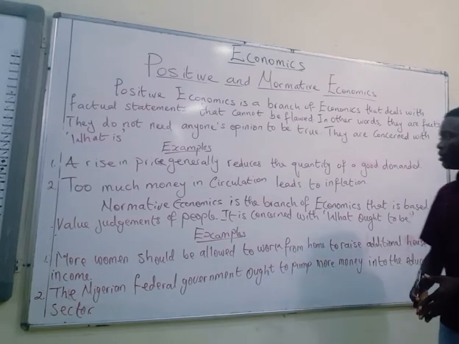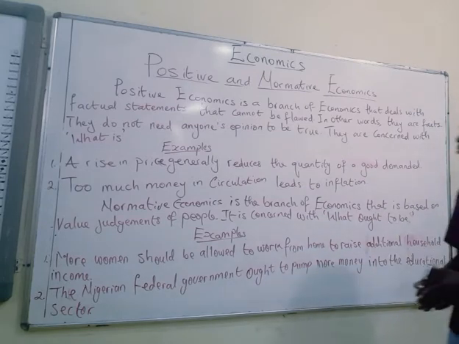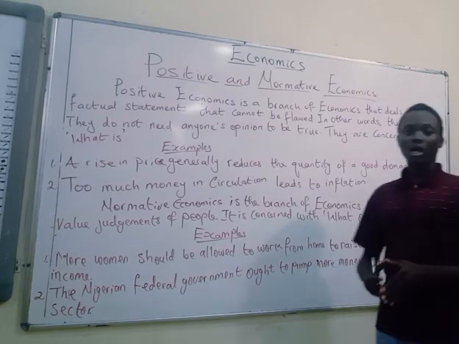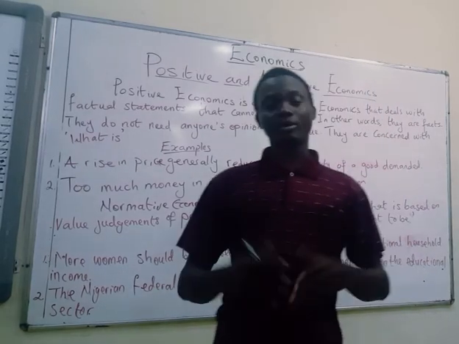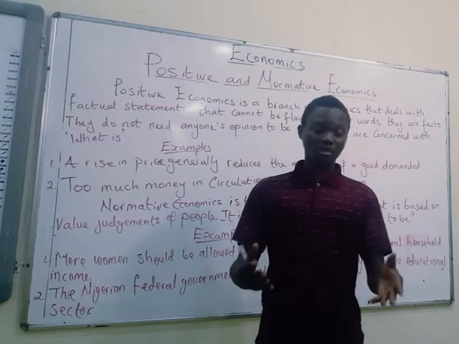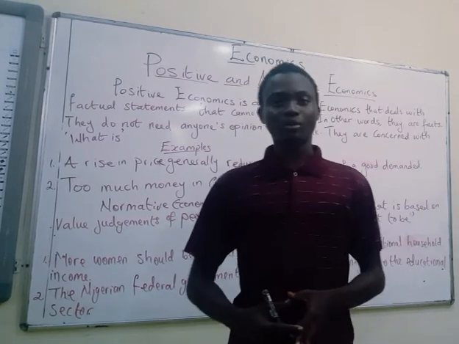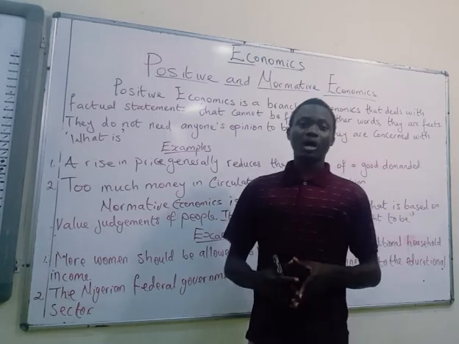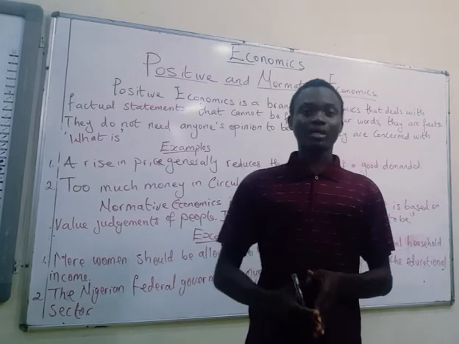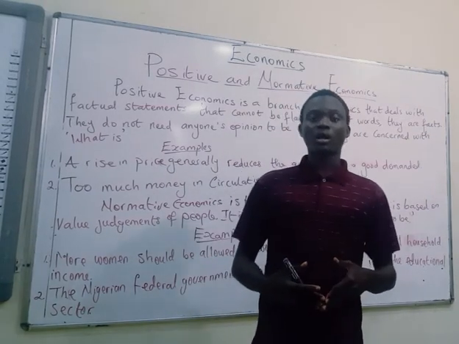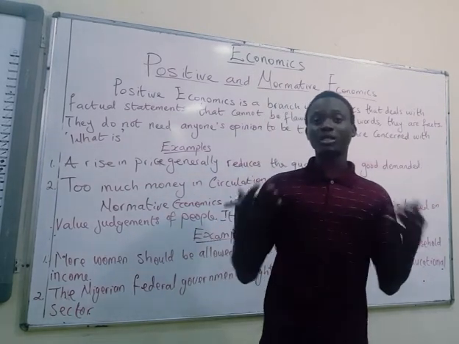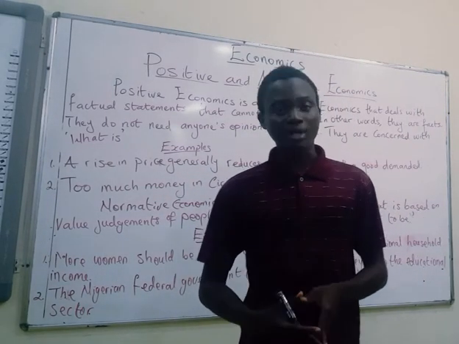expensive. Then another example: too much money in circulation leads to inflation. When there is too much money in circulation, or when government prints too much money, people's income will increase. Aggregate income increases. Then what happens? People start going into the market to buy goods and services, and by so doing, aggregate demand rises. When aggregate demand rises, that forces the price to go up. That is, it forces the average price level to go up, and a change in price level is simply what we call inflation in economics.